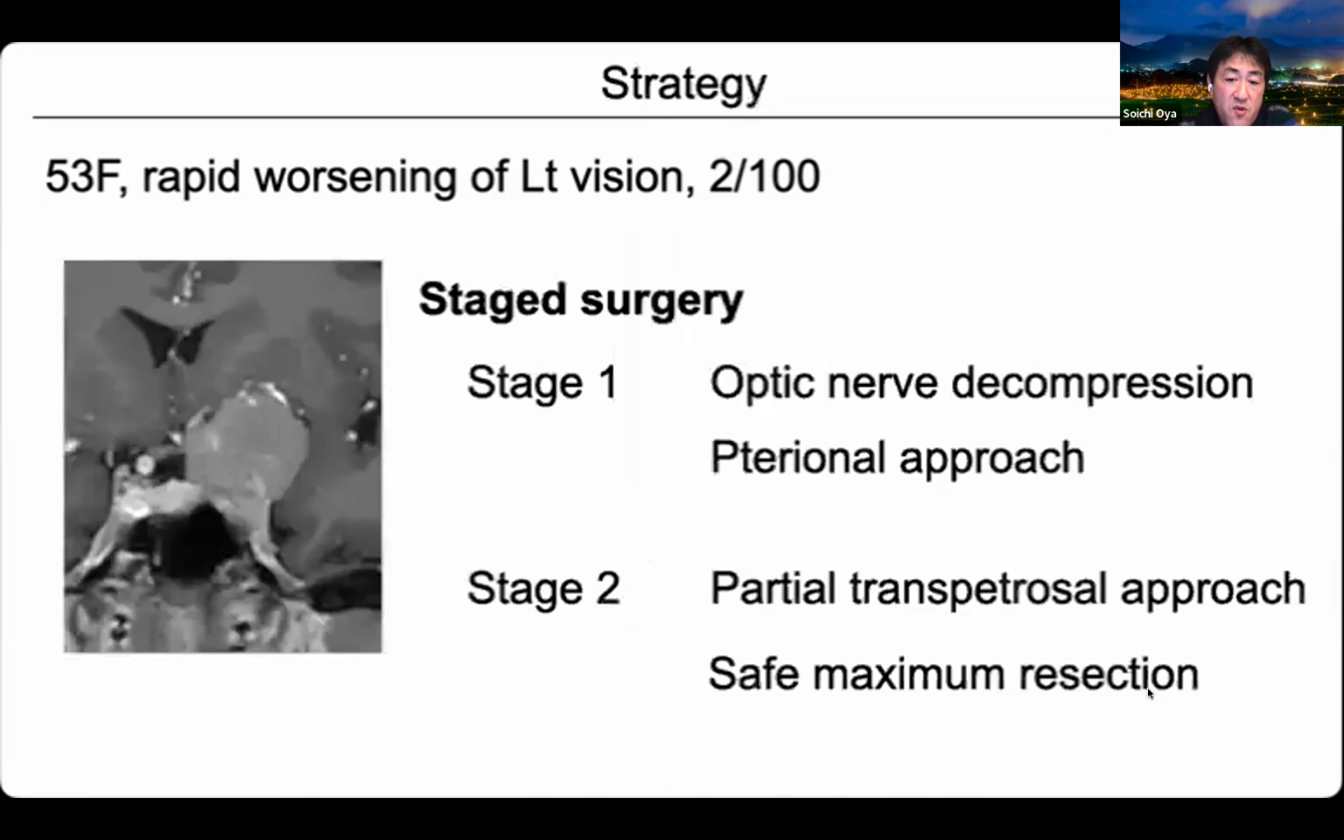So for this tumor, we developed the following treatment plan. First, due to our tight surgical schedule at the time, we could not perform the several-hour surgery within a few days. Therefore, we first decided to perform a short surgery for optic nerve decompression via an anterior approach. As for the second surgery, we planned to add a partial transpetrosal approach and remove the tumor from both the posterior and anterior approach.